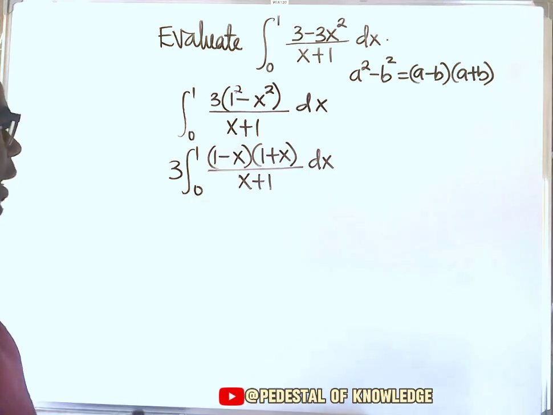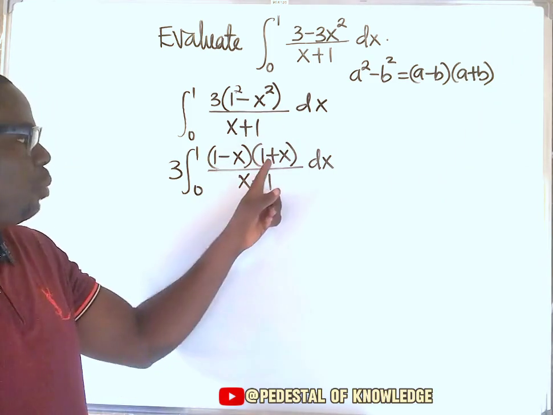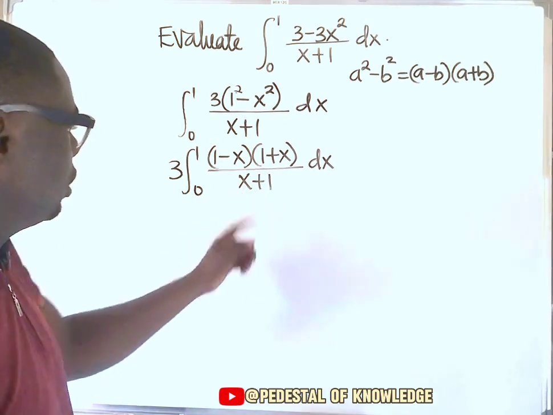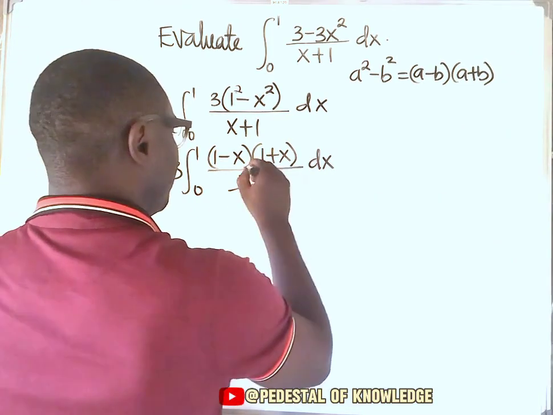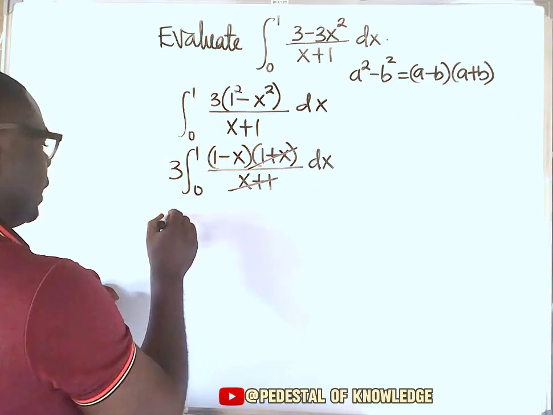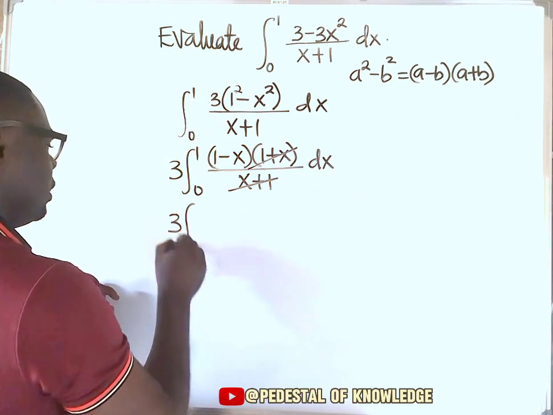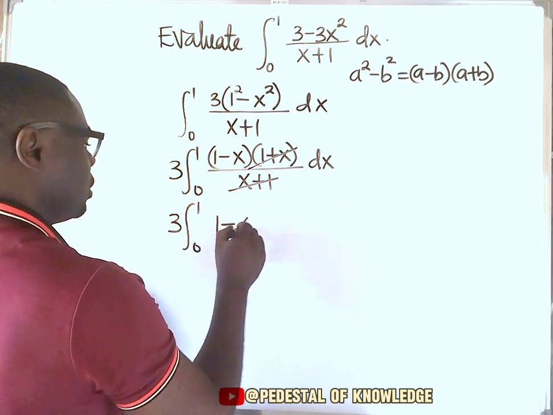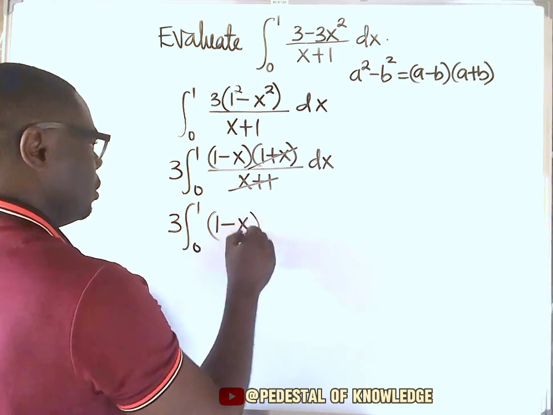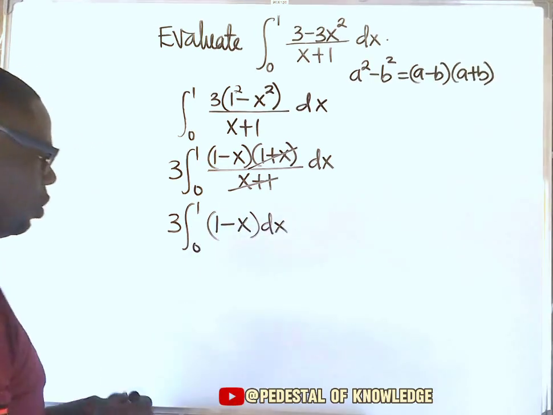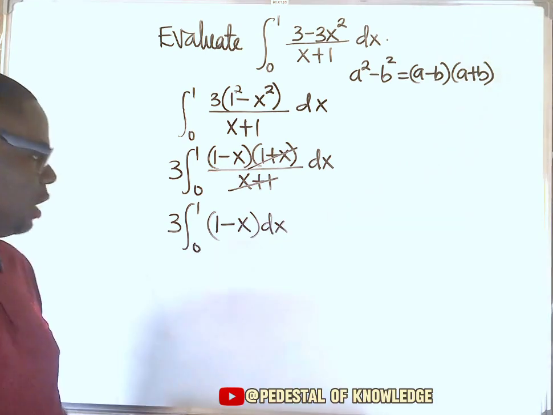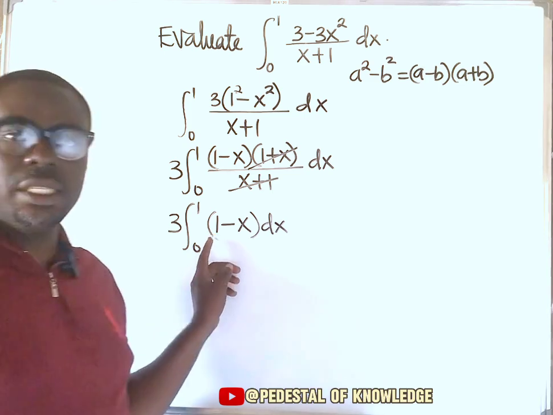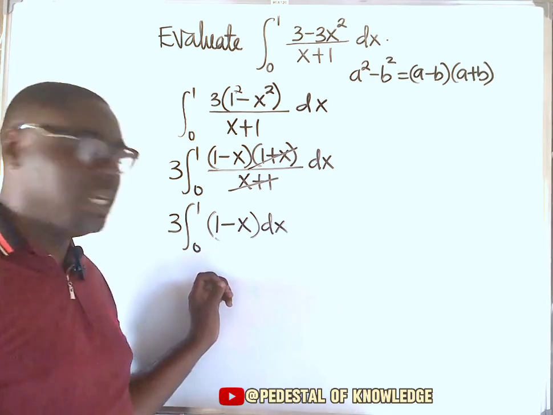Okay, so here it is very clear that we have 1 plus x in the numerator and 1 plus x in the denominator. So this cancels with this. So we're left with 3 multiplied by the integral from 0 to 1 of 1 minus x dx. Okay, so now remember that the integral of 1 is equal to x, because the integral of a constant is equal to that constant multiplied by x.